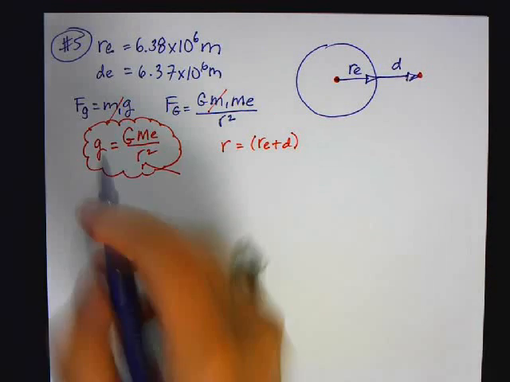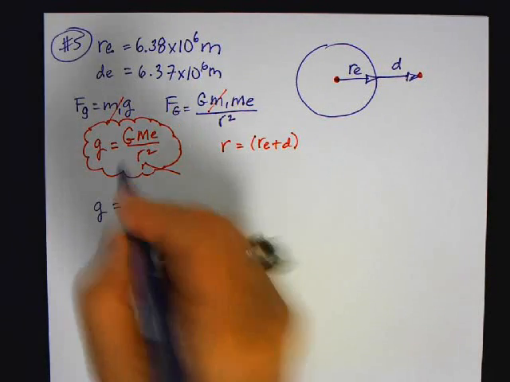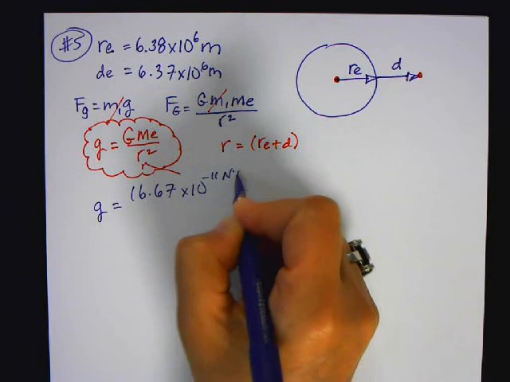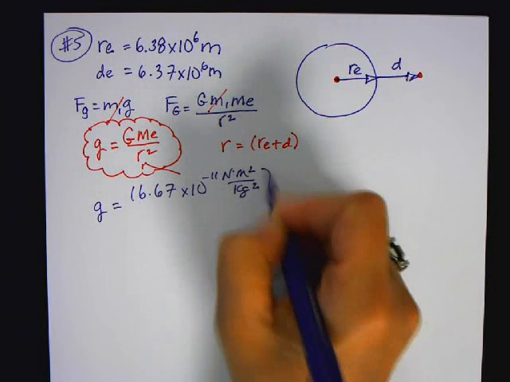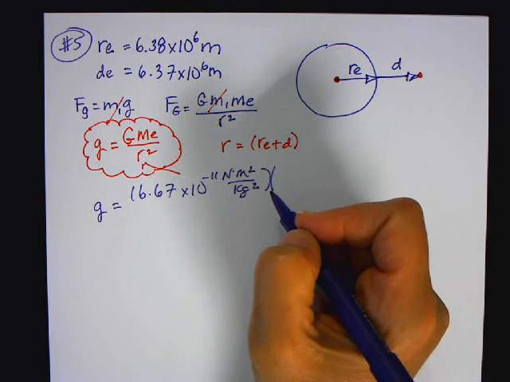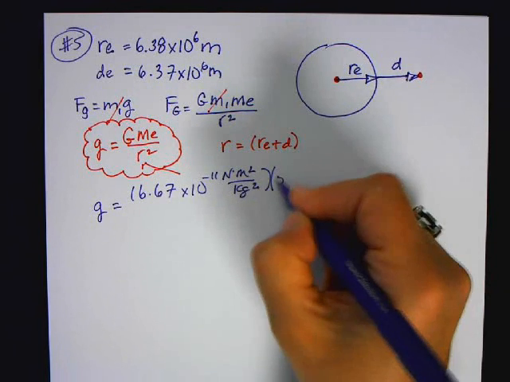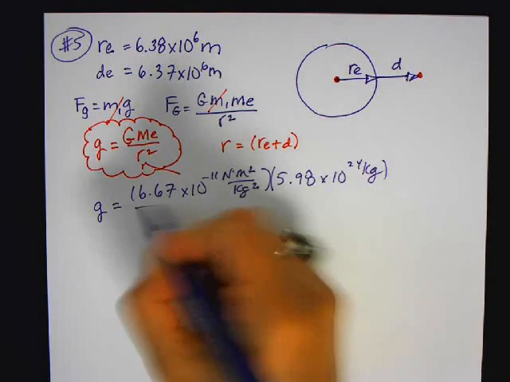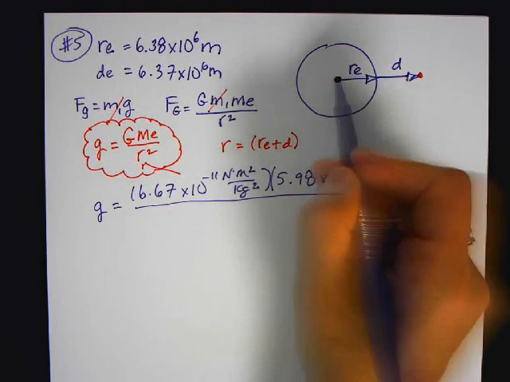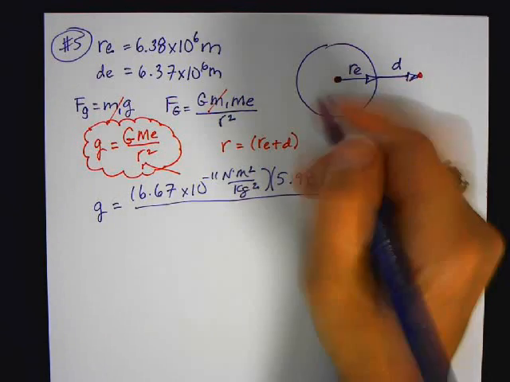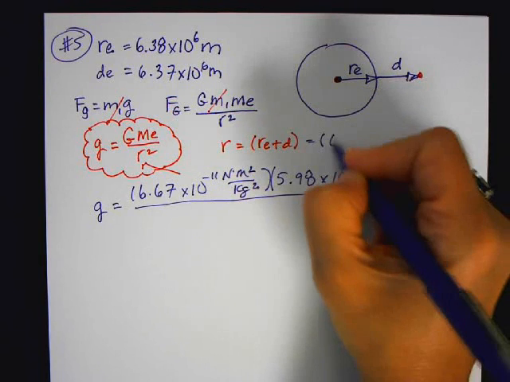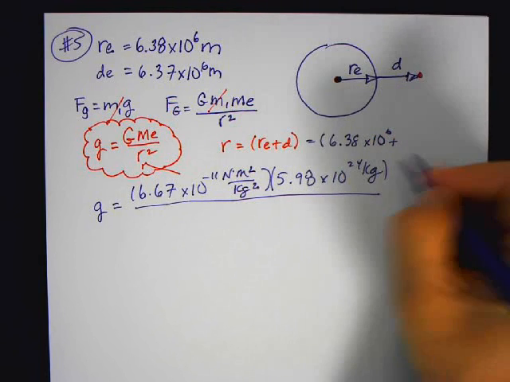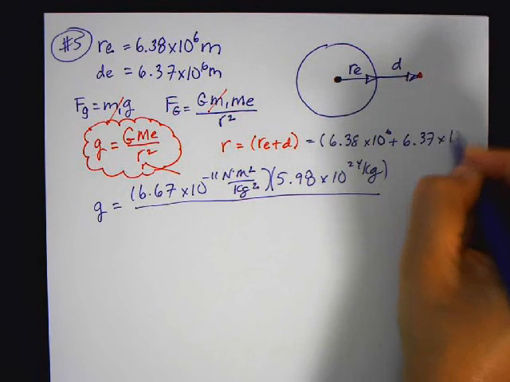So now when I want to calculate, little g is equal to big G, 6.67 times 10 to the negative 11 Newton meter squared per kilogram squared, times the mass of the Earth, which is 5.98 times 10 to the 24 kilograms, divided by this distance between them, which is from here to here. So that distance is going to be the radius of the Earth, 6.38 times 10 to the 6, plus the distance above the surface of the Earth, 6.37 times 10 to the 6.